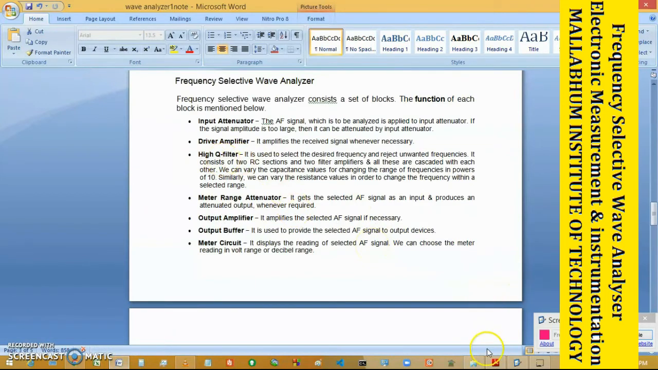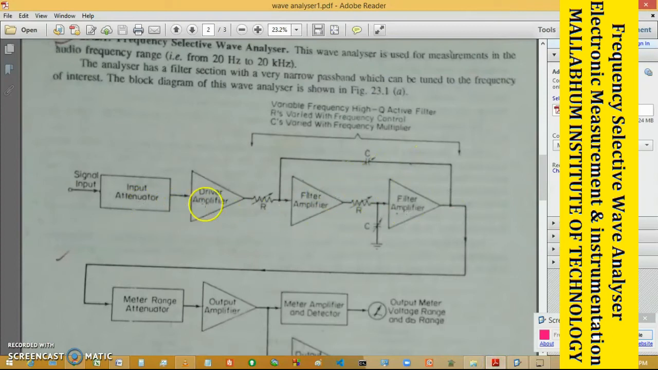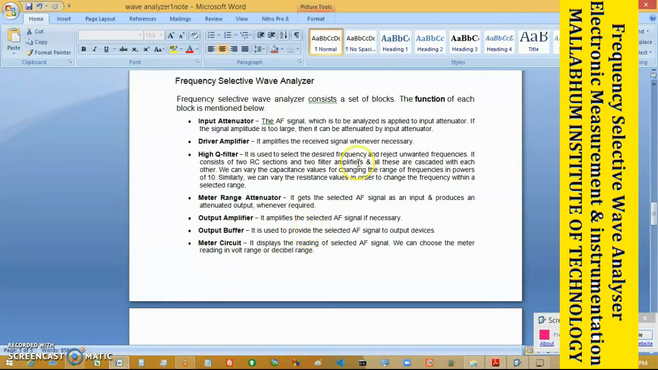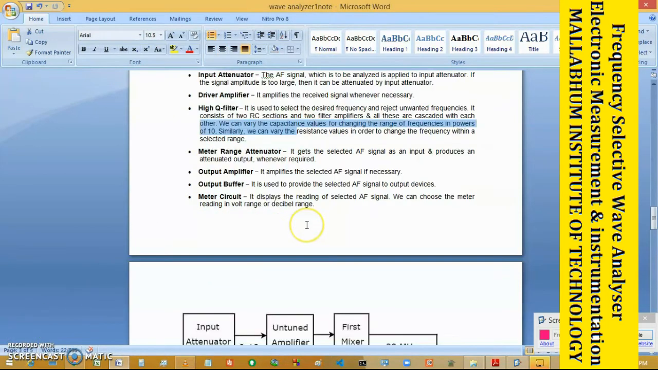This is the high Q filter, followed by the attenuator and amplifier, then the filter circuit. This filter circuit selects a particular frequency band. So what is the purpose of this high Q filter? A high Q filter is a very selective filter for a very narrow passband, designed by using one high pass filter and one low pass filter, combining these two.